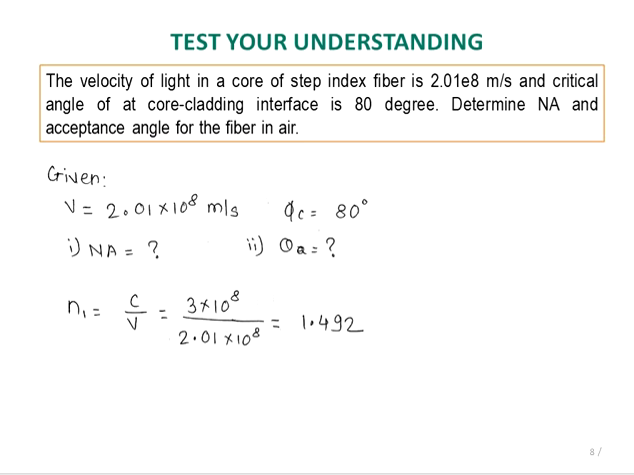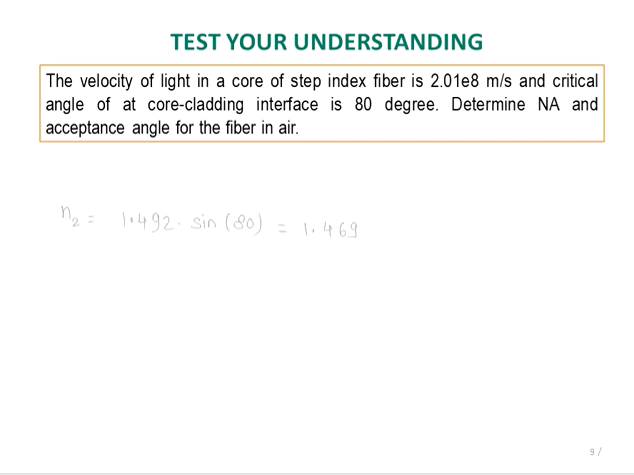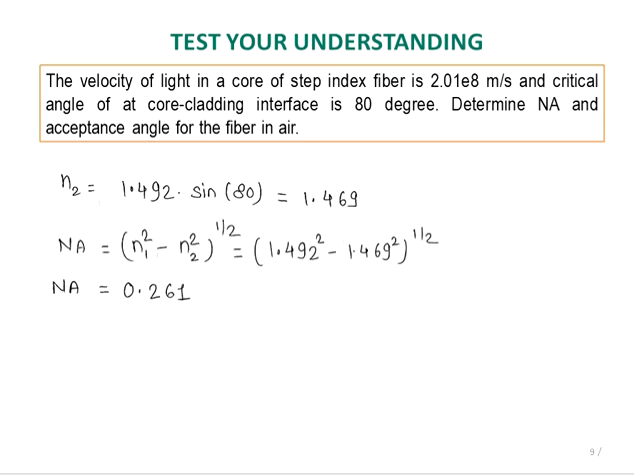Now we know the relation between n2 and n1 with respect to the critical angle phi c, that is sin phi c is equal to n2 by n1. So phi c is sine inverse of n2 by n1. We know the value of n1, so n2 becomes n1 sin phi c. So we can find n2, 1.469. Now that n1 and n2 are known, we can easily find the numerical aperture, (n1 square minus n2 square) raised to 1 by 2. And the acceptance angle is simply sine inverse of NA, that is theta A, 15.13 degree.